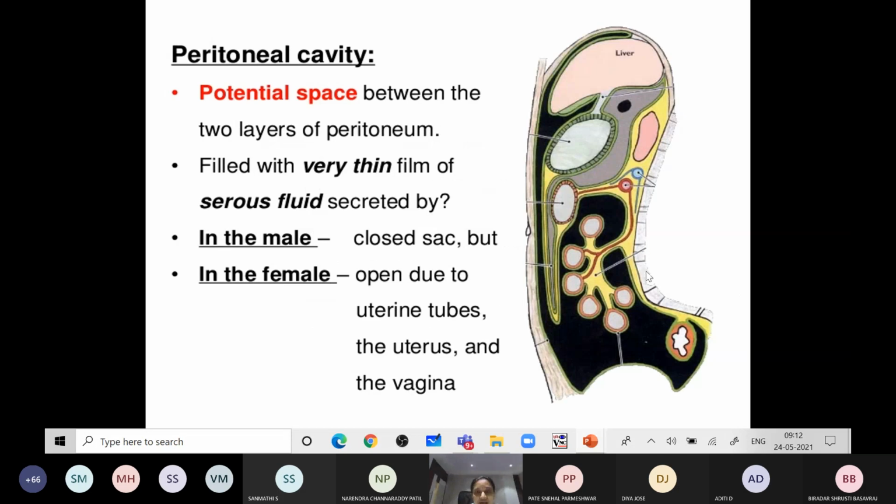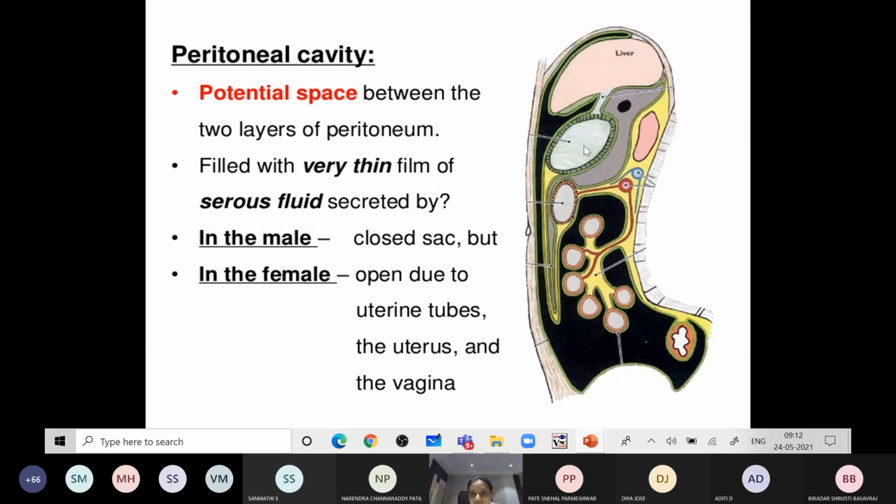Now coming to the peritoneal cavity, which is between the visceral layer and the parietal layer. It's a potential space present between the two layers. It is filled with a thin film of serous fluid which lubricates the two layers and prevents friction between them. Around 50 to 100 ml of fluid is there between the two layers.